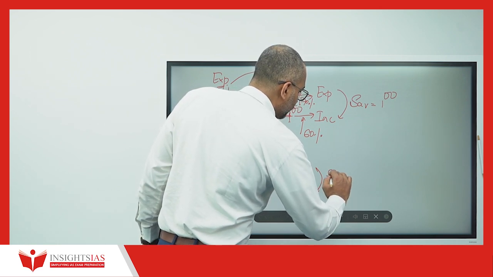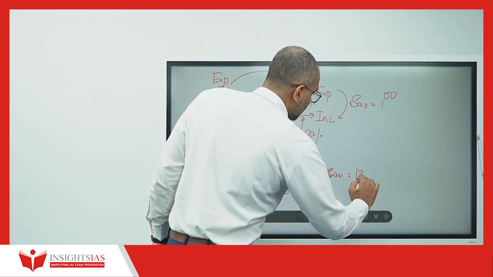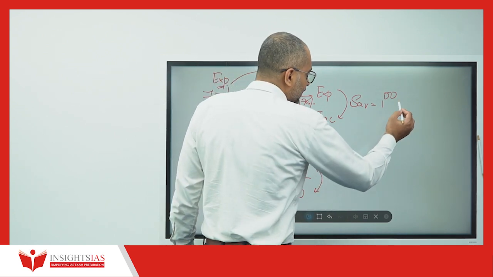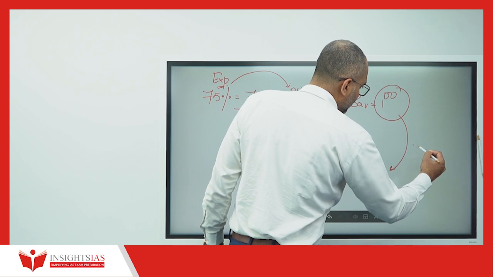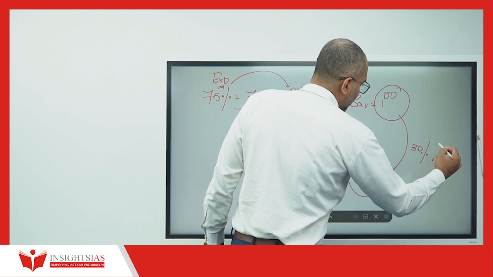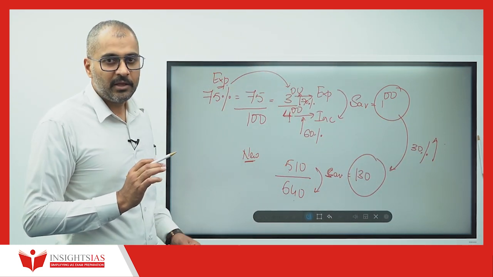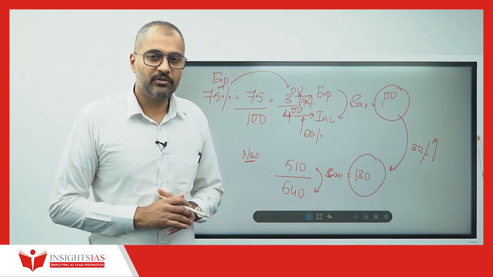So, savings will be 130. Originally, he was saving 100. Now, he is saving 130, which means what percent increase? 30% increase in his savings. Okay, you can get the same answer in this way also.